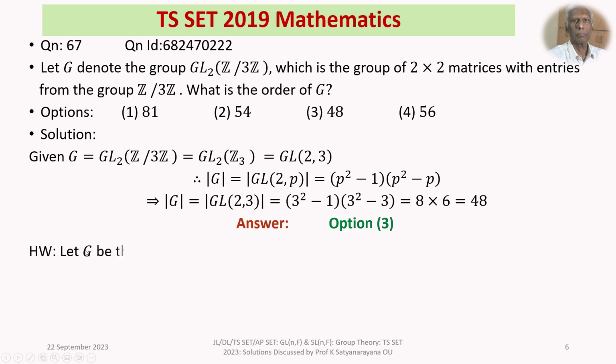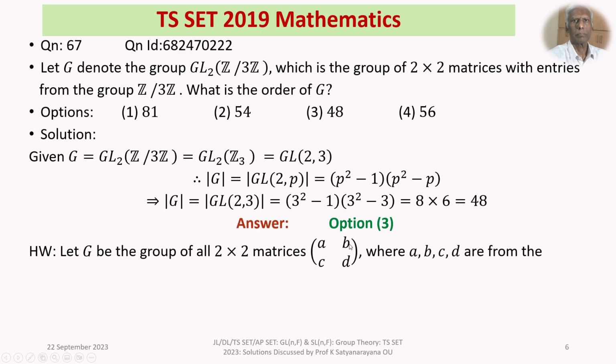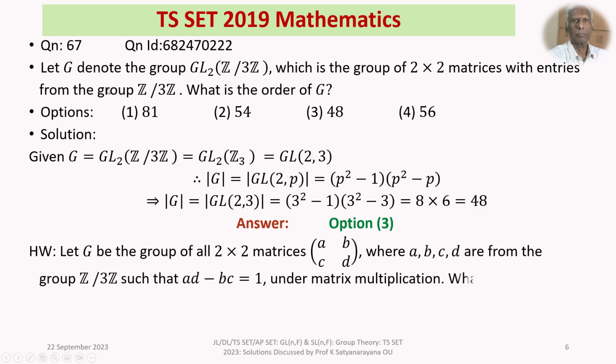Now let G be the group of all 2 by 2 matrices ABCD, where A, B, C, D are from the field. They say group, but it is a field, Z by 3Z, that is Z3, that is ZP for P is equal to 3. It is a field such that AD minus BC is equal to 1. That means the determinant of the matrices is 1. Under matrix multiplication, what is the order of G?